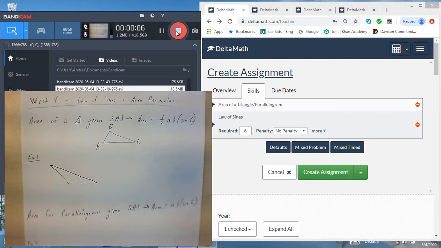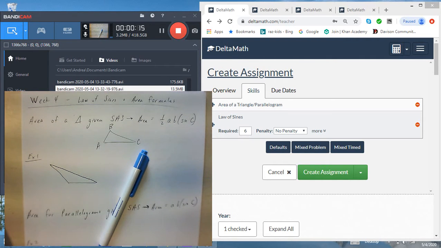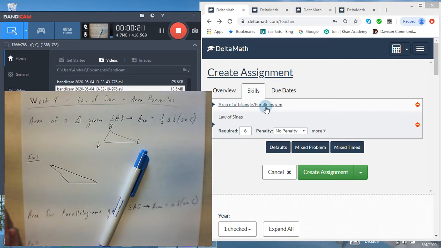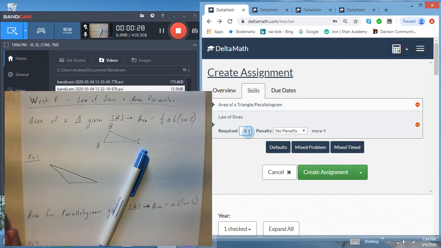We're going to go over law of sines and some area formulas for this week. So let's get right into example 1. Here's how it will be presented on Delta Math. Sorry, last week you couldn't see it, but this week you can. We're going to have area of triangle, parallelogram. I think there's 4 of those. And then law of sine problems, solving for unknowns, 6 of those, okay?